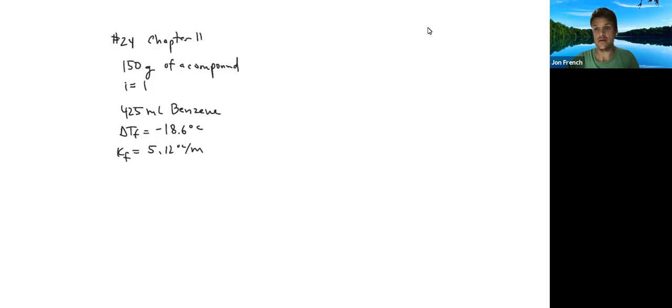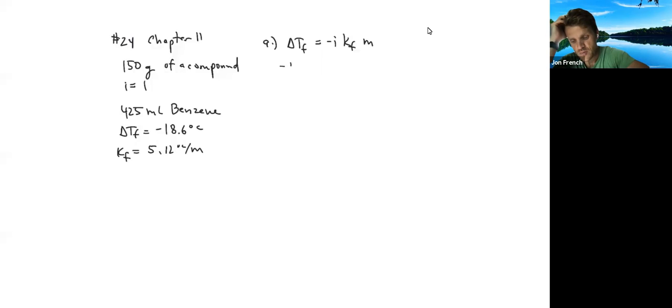The first question they ask is, what is the molality of this solution? You might not think that we have enough information to answer that, but we really do. If we take a look at the equation, the change in freezing point, delta TF, equals negative Van't Hoff factor times my freezing point constant times our molality. We know our delta TF, our Van't Hoff factor i, and our freezing point constant, so we can find molality.